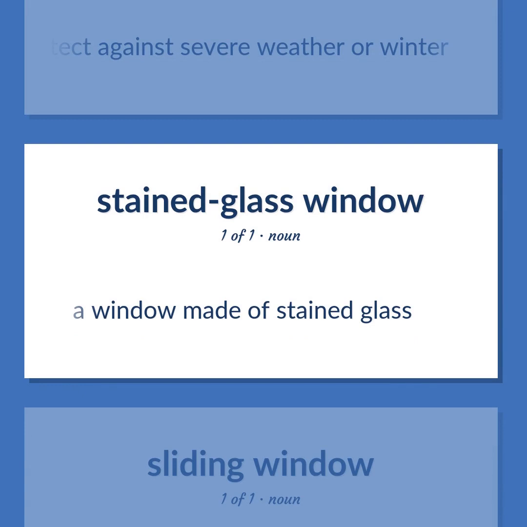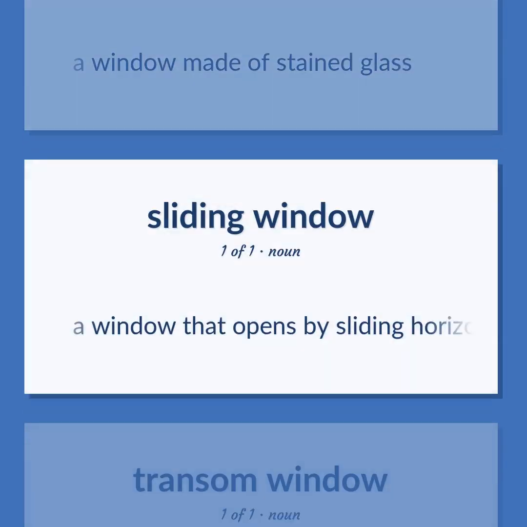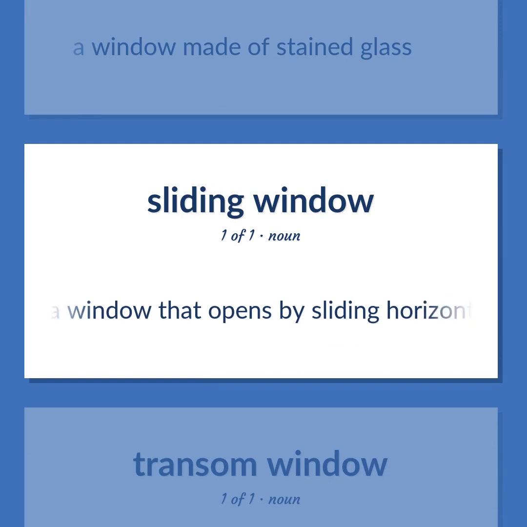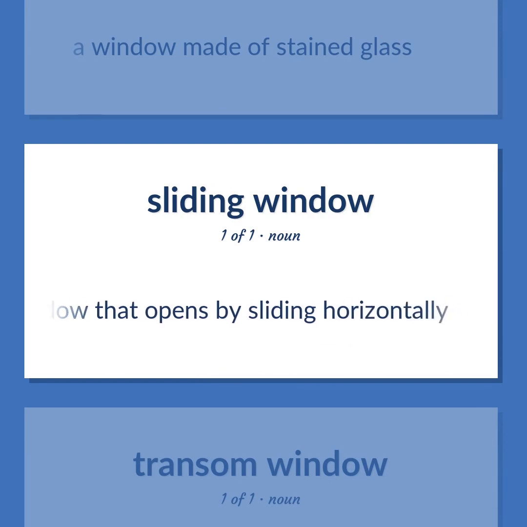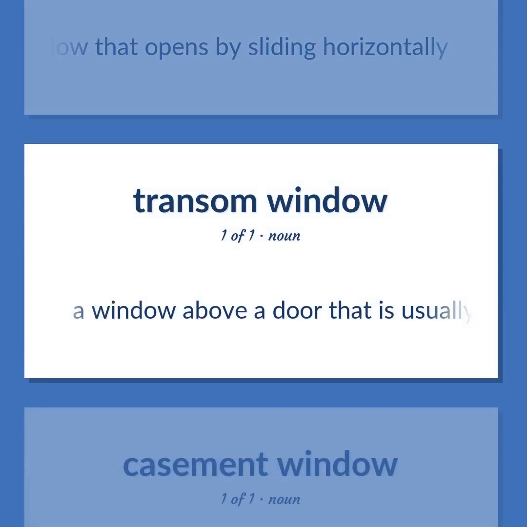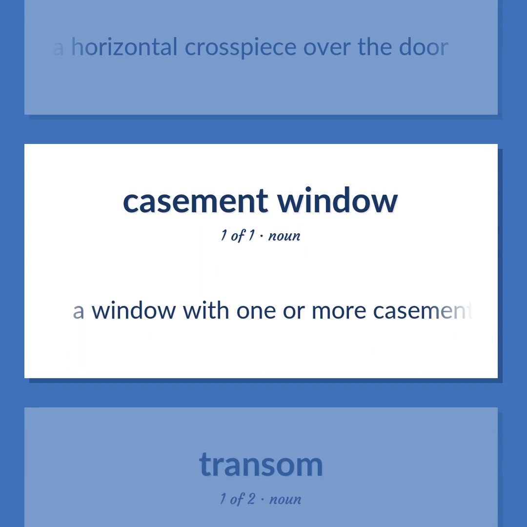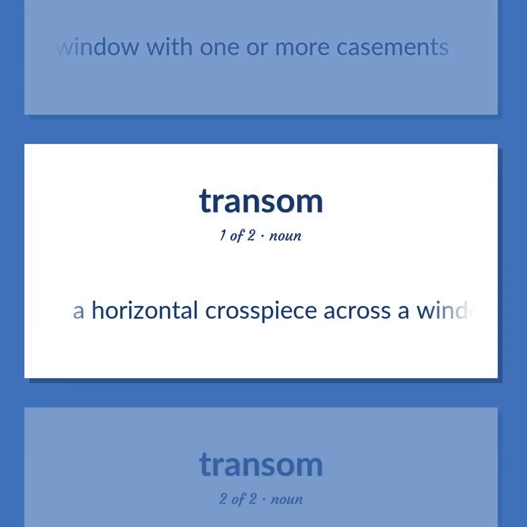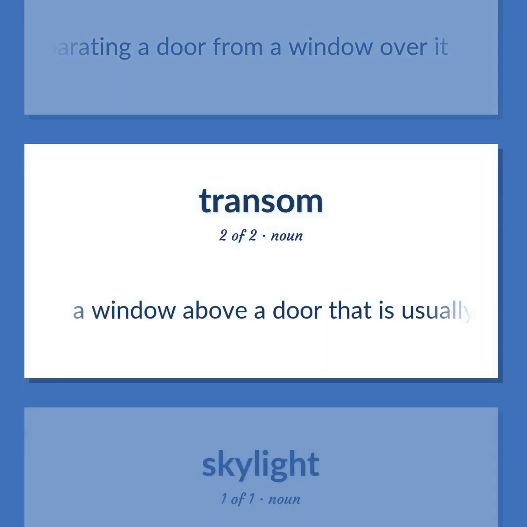A window made of stained glass. A window that opens by sliding horizontally. A window above a door that is usually hinged to a horizontal crosspiece over the door. A window with one or more casements. A horizontal crosspiece across a window or separating a door from a window over it. A window above a door that is usually hinged to a horizontal crosspiece over the door.